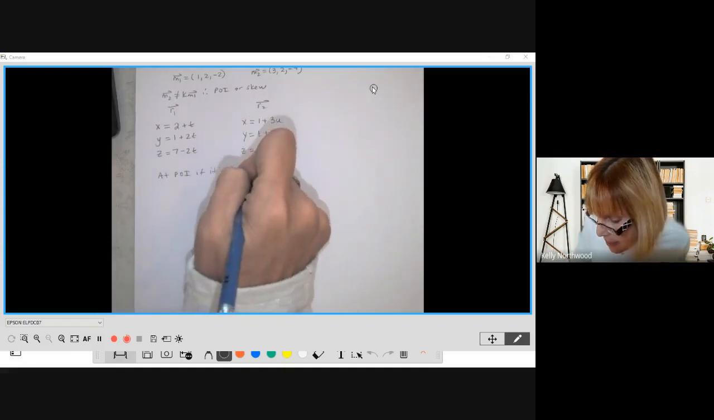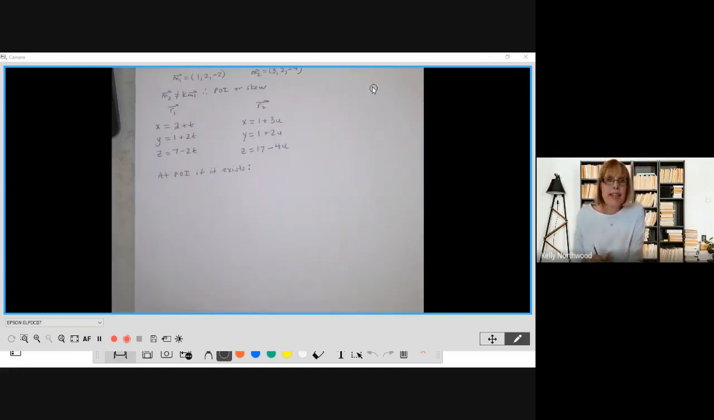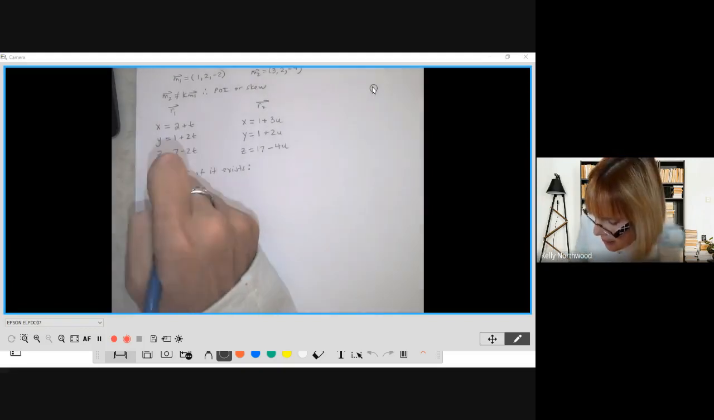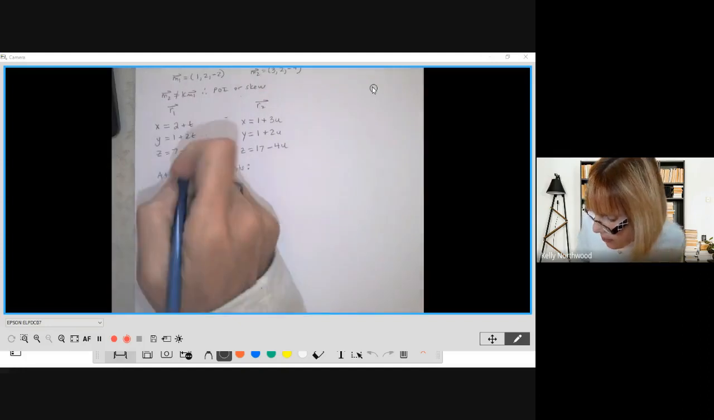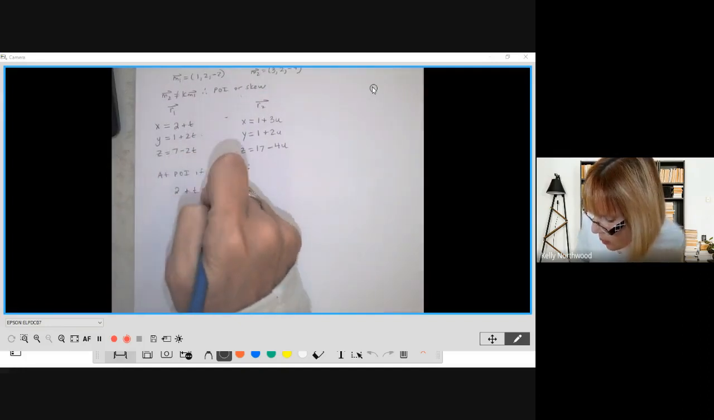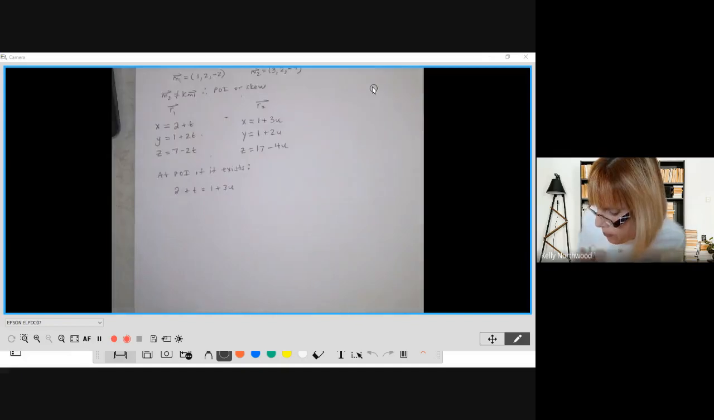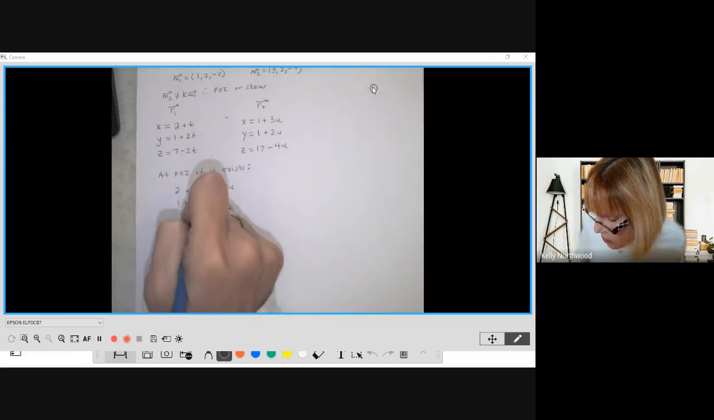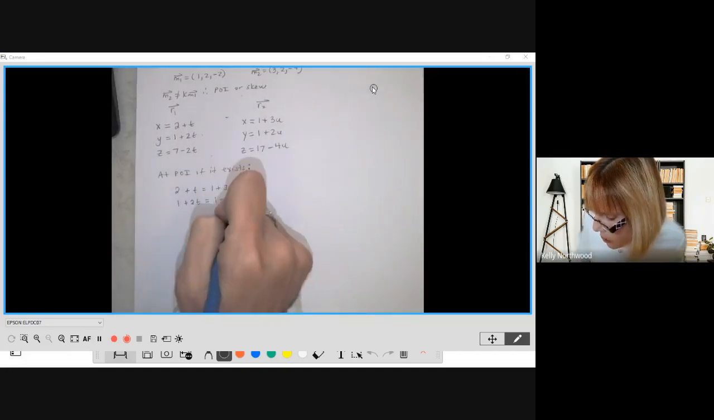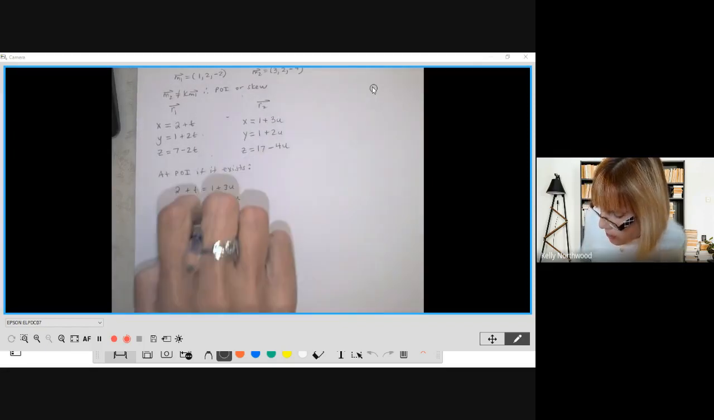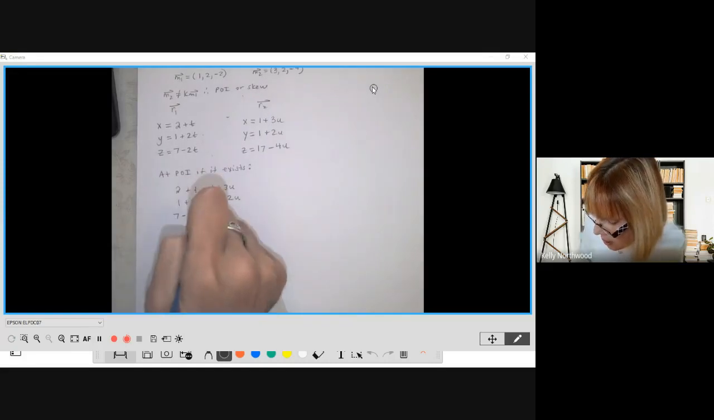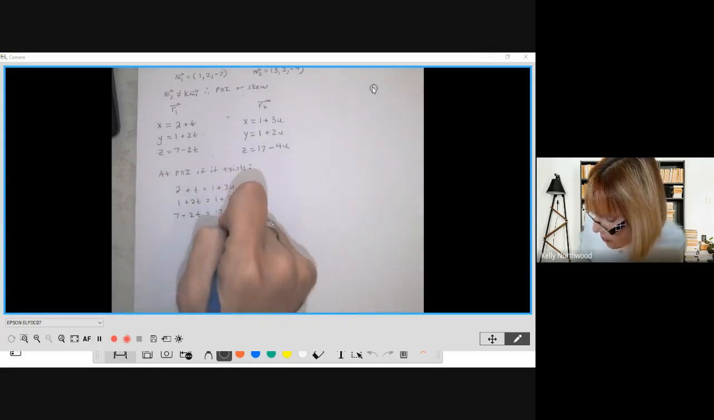The next statement that you write down should say, at the point of intersection, if it exists. And I'm going to be sticky about that. So make sure you remember that in 3 space, because you may have one, you may not have one. All right, so then we can say, if it exists, 2 plus t has to equal 1 plus 3u. 1 plus 2t would have to equal 1 plus 2u. And 7 minus 2t would have to equal 17 minus 4u.